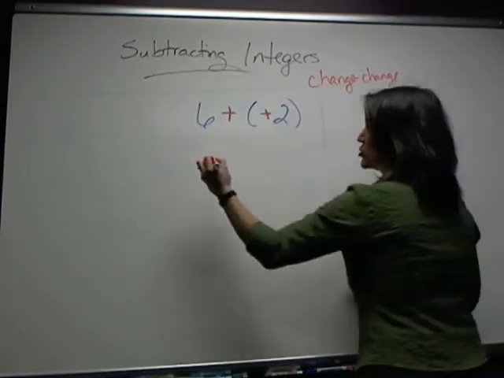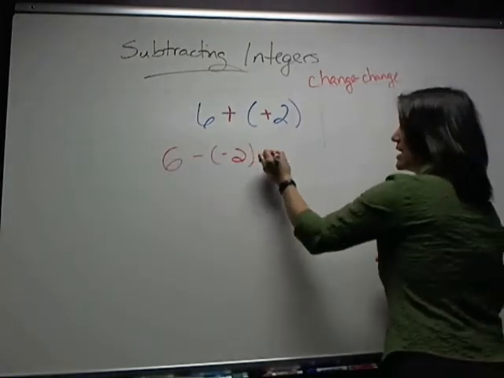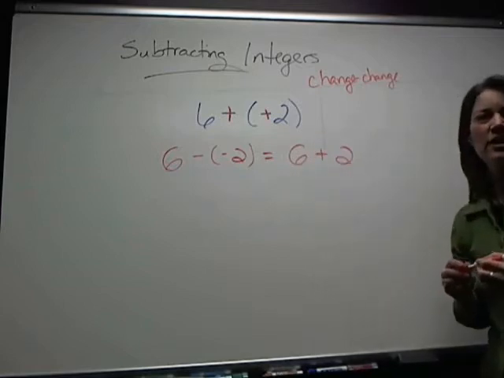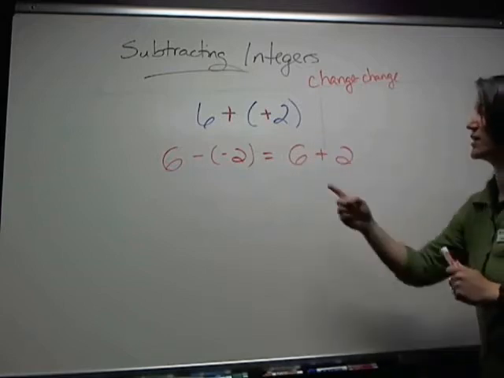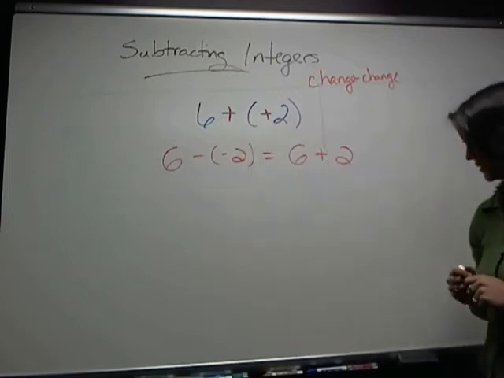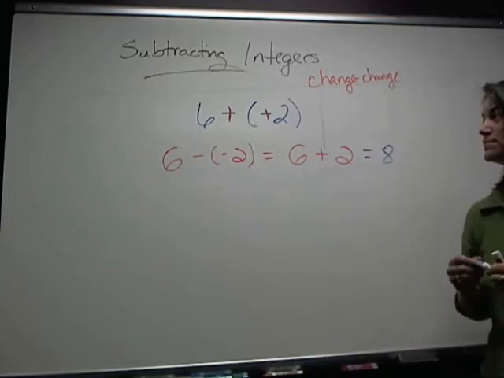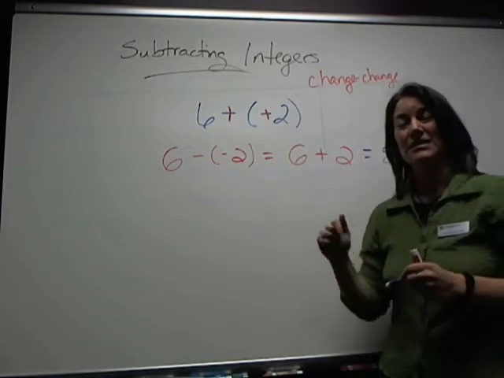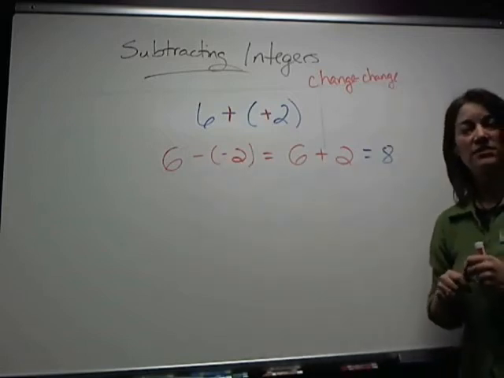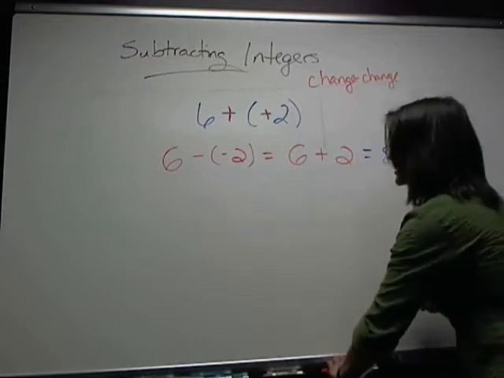So my problem, which was 6 minus a negative 2, now becomes 6 plus a positive 2. We don't usually put two positives in a row like that, and so I just cleaned it up. Now I see that I'm just adding these two numbers, and I get my answer of 8. So 6 minus a negative 2 is 8. Subtracting a negative is the same thing as adding a positive.